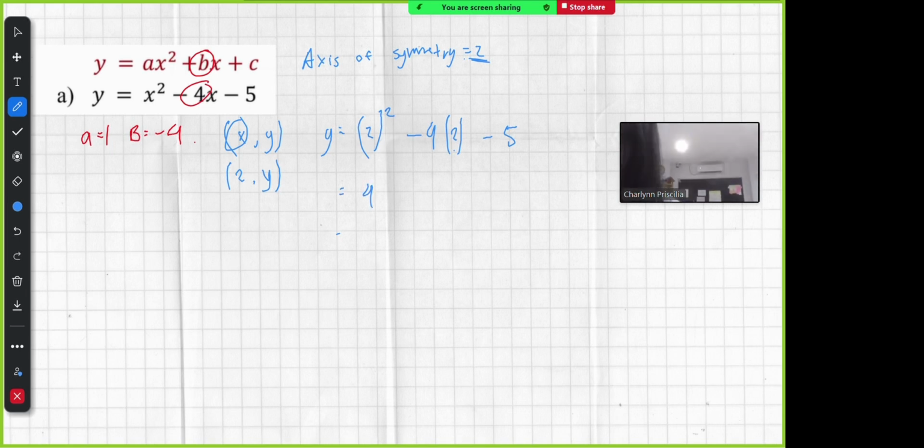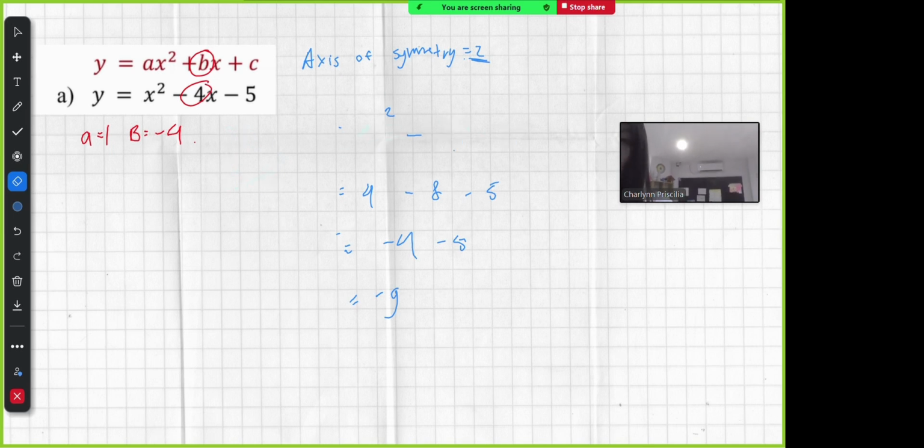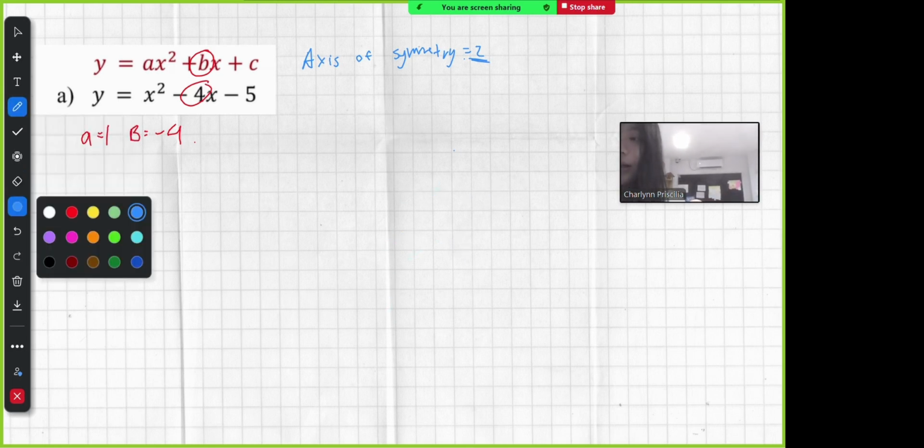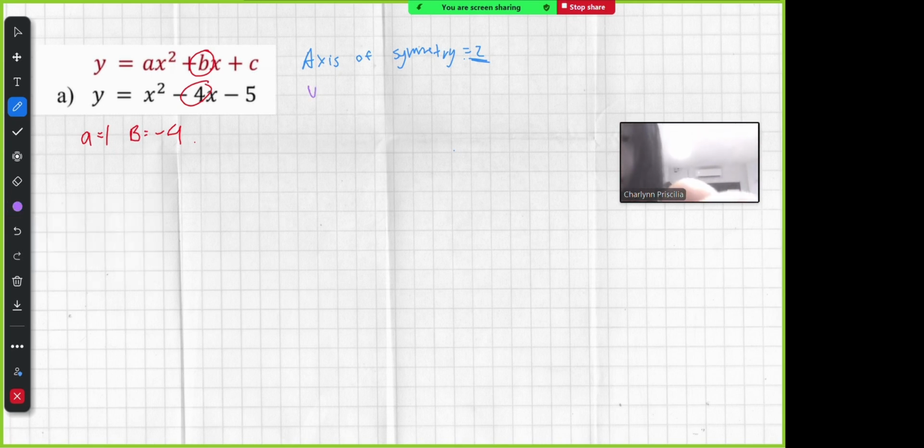So this would be 4 minus 8 minus 5. This will be negative 4 minus 5. The total will be negative 9. So the vertex will be 2 comma negative 9. I'm going to write it with another color: vertex equals 2, negative 9. Okay, the next number you have to find is the y-intercept.